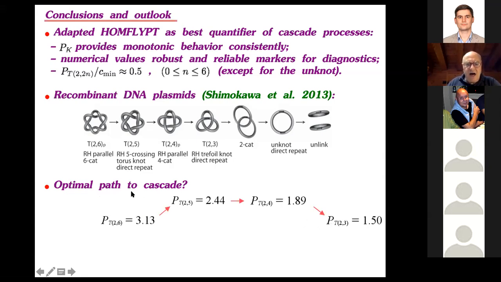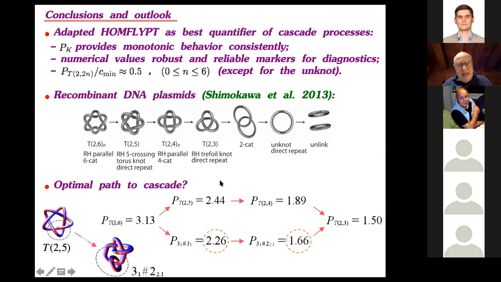Well, certainly not. And would that path be optimal? Well, optimal. Optimal in which sense? Well, there are many ways to define what is an optimal path to cascade in terms of energy, in terms of topology. I don't know.